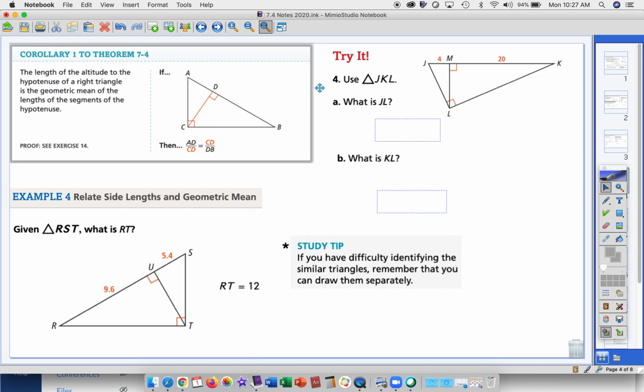Okay, let's go on to try it number 4. You can try parts A and B, find the length of JL and KL, and then come back when you're done. Okay, so hopefully you got 4 root 6 for JL and 4 root 30 for KL.